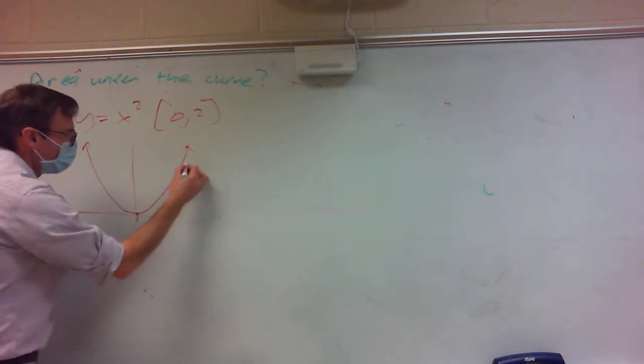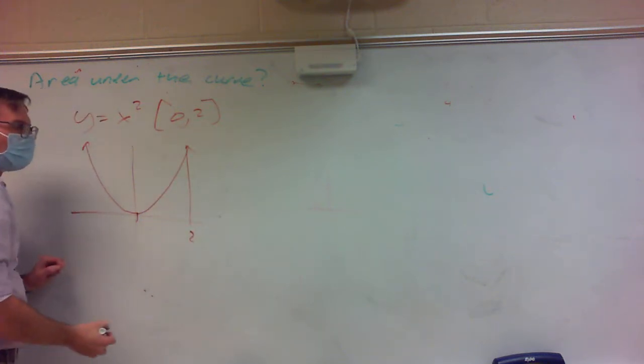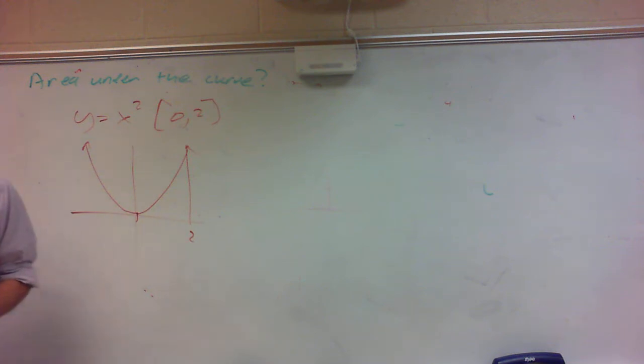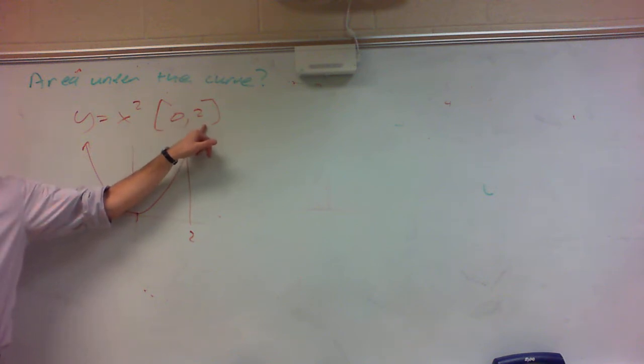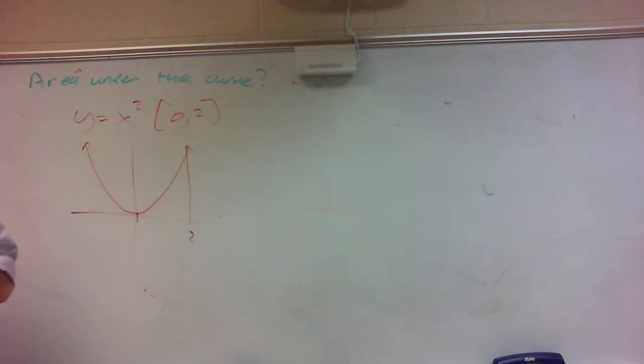Here's 0, here's 2. I want to know this area, right? Is it only the positive, like the first quadrant? I'm going from 0 to 2. But there's no restriction on y, so why isn't it going down to the negative y?